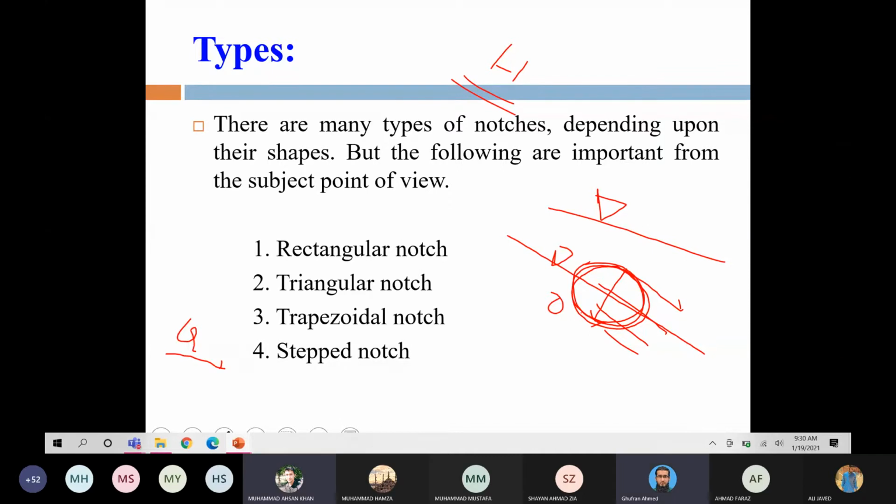So there are many types of notches depending upon the shapes, but the following are important from the subject point of view. So we would discuss one by one: rectangular notch, triangular notch, and trapezoidal notch. Okay. Stepped notch is basically a combination of two notches like this. So this is basically two rectangular notches. One is this one, and the other is this one. So we can measure the water depth of both these rectangular notches in order to find the discharge.